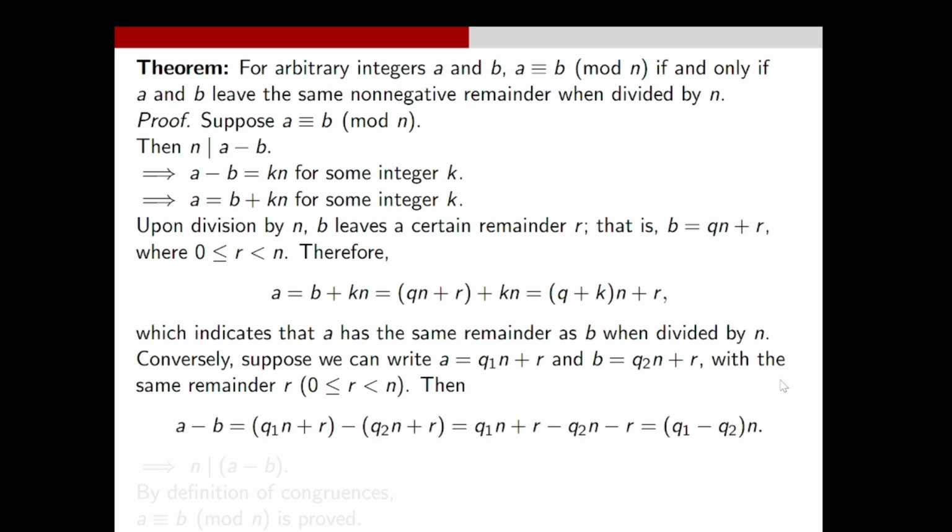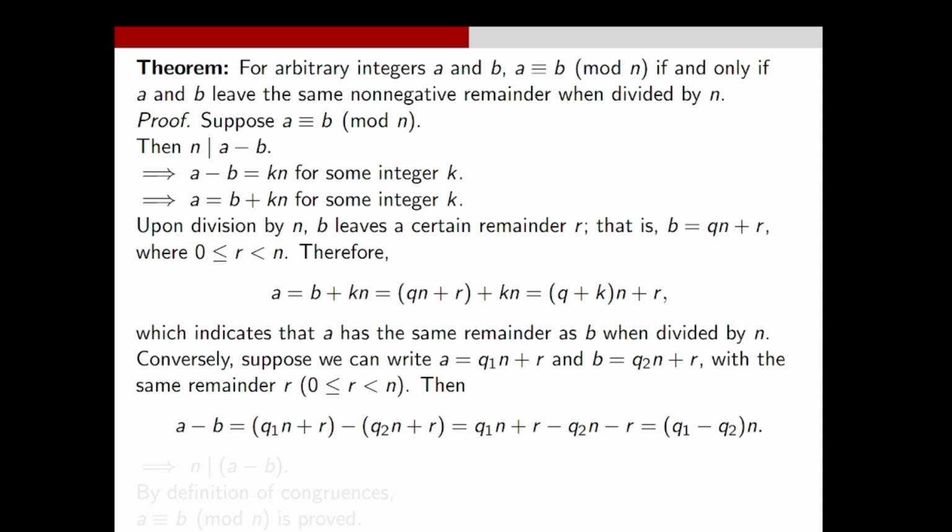Now, by taking the difference a minus b, we get (q1 n plus r) minus (q2 n plus r). By simplifying it, we get q1 n plus r minus q2 n minus r. Now, r and minus r get cancelled because of opposite sign, and by taking n common from q1 n and q2 n, we get (q1 minus q2) into n.